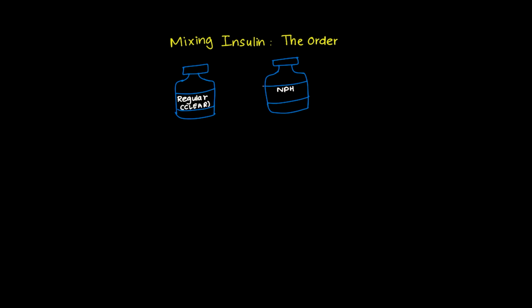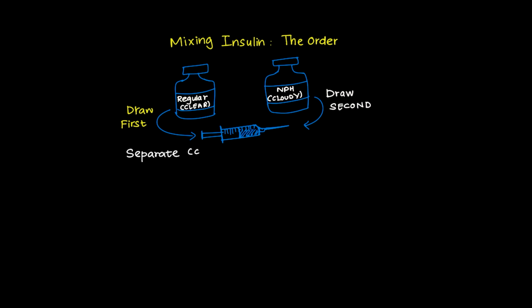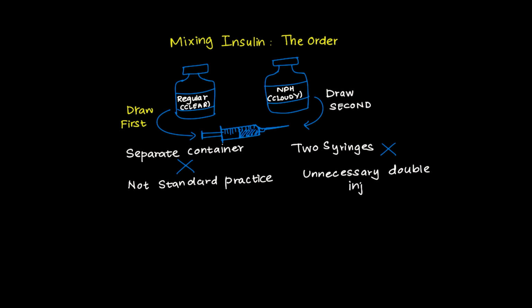The reason is contamination prevention. If you drew the cloudy NPH first and then stuck that needle into the regular insulin vial, you would deposit NPH particles into the regular vial. Those particles would alter the regular insulin's predictable onset and peak, making future doses from that vial unreliable and potentially dangerous. Mixing in a separate container is not standard practice. Using 2 separate syringes means 2 injections, which is unnecessary discomfort when the mixing technique is done properly.